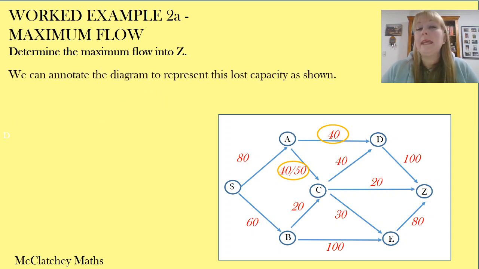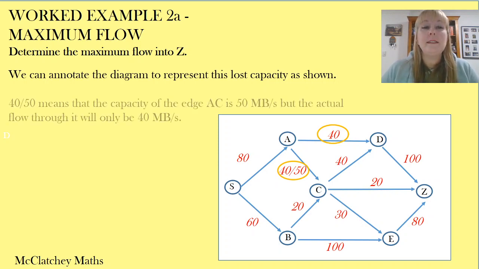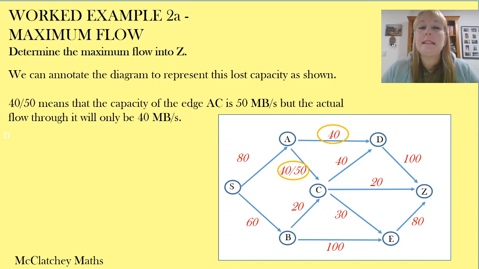In this case, we can annotate the diagram to represent the lost capacity. Not all textbooks do this, but I did see this in Nelson QMaths, and I really liked the way that they represented it, so I'm showing that here. When we show a 40/50, what that's telling you is that the capacity of the edge is 50, that was the original number, but the actual flow that's going to go through is 40, because 40 plus 40 equals 80. So we're going to map this through the network. We're going to have to actually annotate several edges as we do this, because as you're going to find as we go through this network, not every edge is capable of taking the outflow that the inflow is providing.